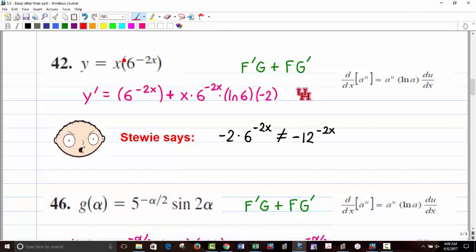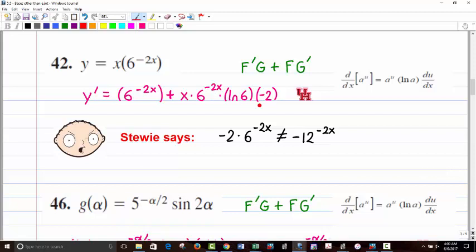So we have f prime, the derivative of x would just be 1, so that's why you see nothing there. And here's g, so the 6 to the negative 2x, plus f, which is x, times the derivative of 6 raised to the negative 2x. Okay, so here we go, using this formula. So 6 to the negative 2x goes there. We have ln of that base 6, and then we have the derivative of that exponent. The derivative of the exponent, negative 2x, is negative 2.